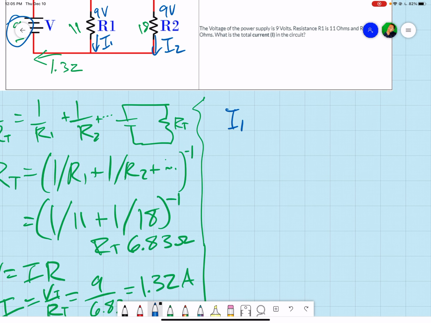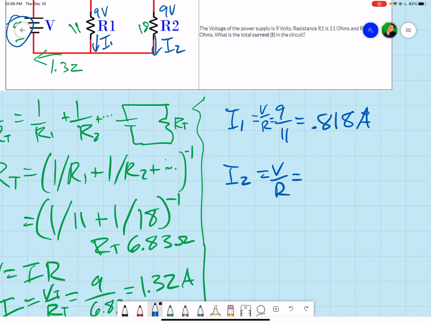So I could say, all right, current I1 is going to be 9 volts divided by 11 ohms, because it's V over R. So I could do 9 divided by 11, and I get 0.818 amps. Okay. Now I do I2, the other one. Well, that's still V over R, which is going to be 9 divided by 18. So 9 divided by 18 equals 0.5. Well, duh.